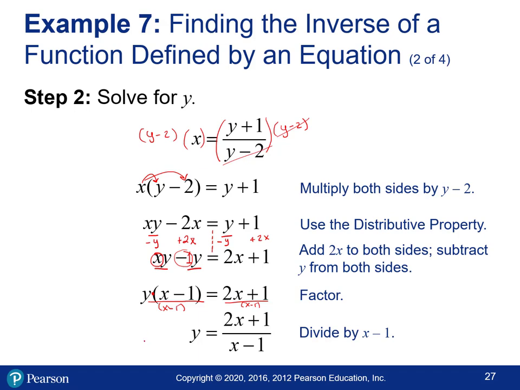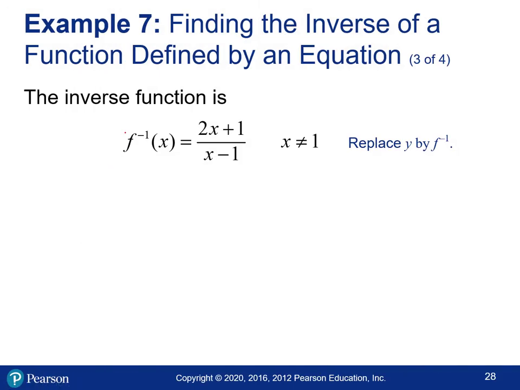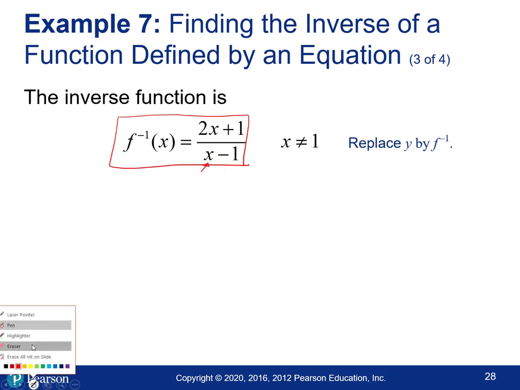So then what you want to do is put your inverse notation on. That last step would be f inverse of x is your result: 2x plus 1 on top, x minus 1 on bottom. And on this one we have to exclude 1 because we can't plug in 1 here, or this would be undefined. Okay, so that is the inverse.